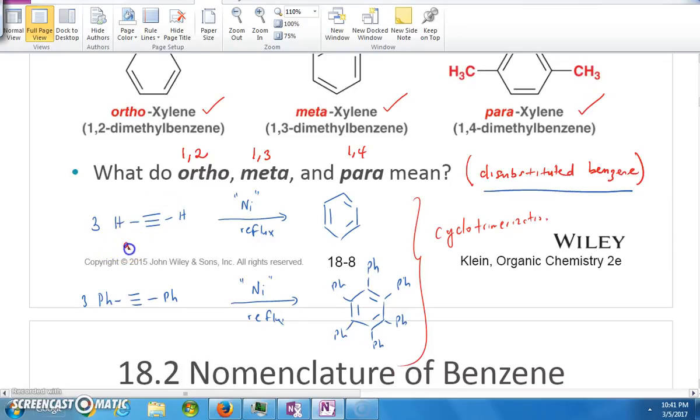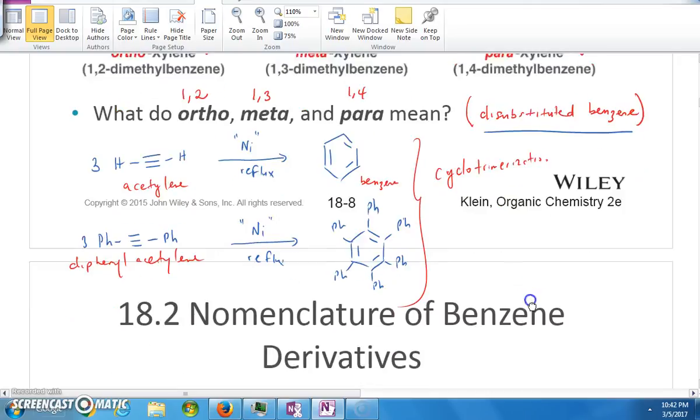Now already we know that you can make benzene if you try to do the cyclotrimerization of acetylene. If you start with 3 units of acetylene, you can easily make benzene. And if you start out with 3 units of diphenylacetylene, you can actually make hexaphenylbenzene, which is really insoluble. It's a very insoluble compound.